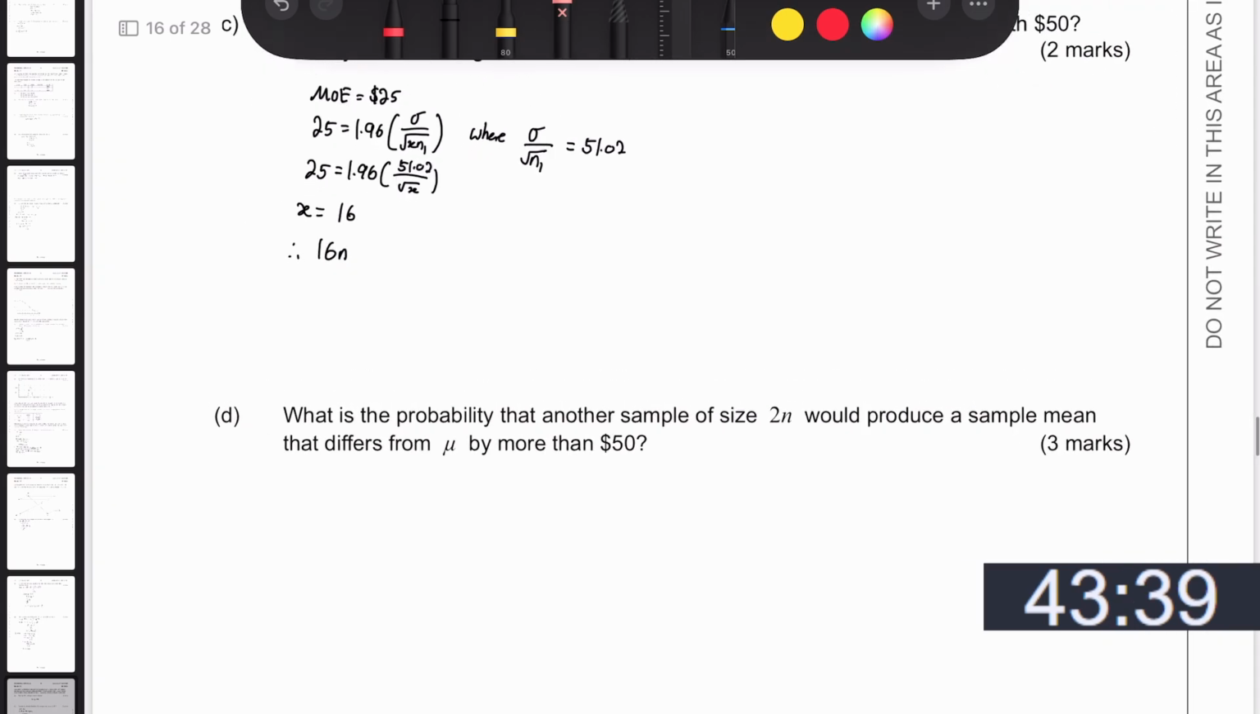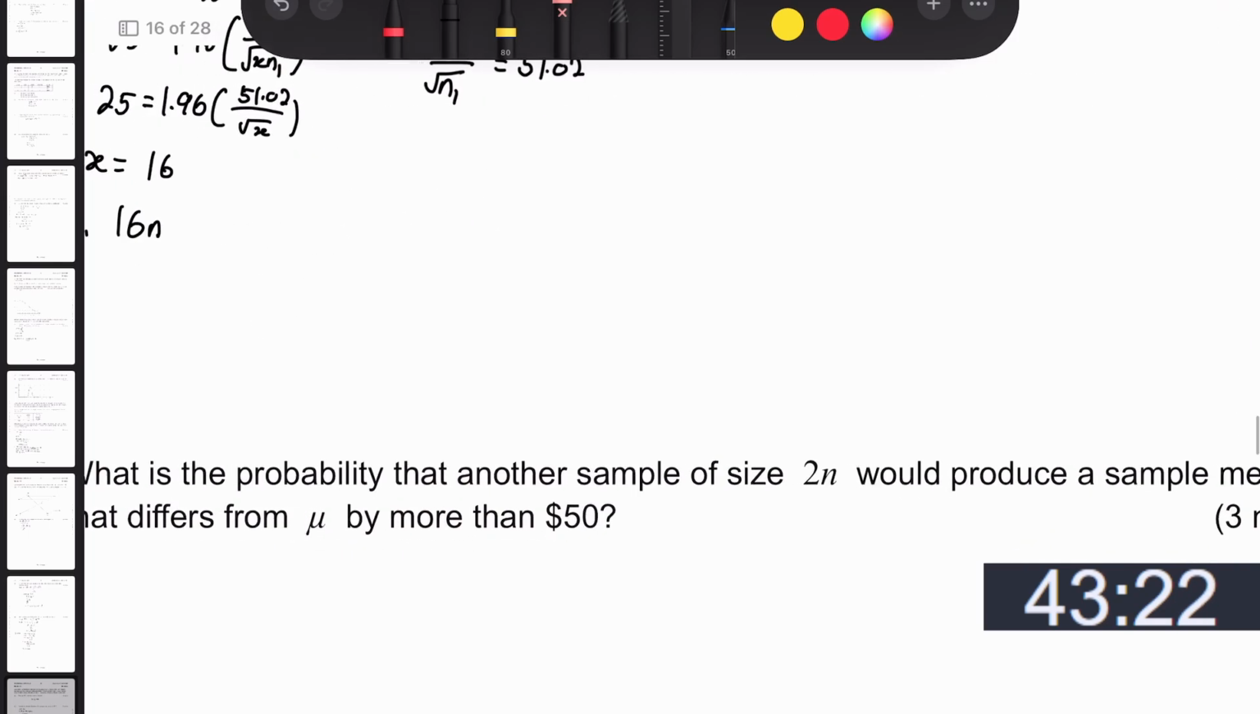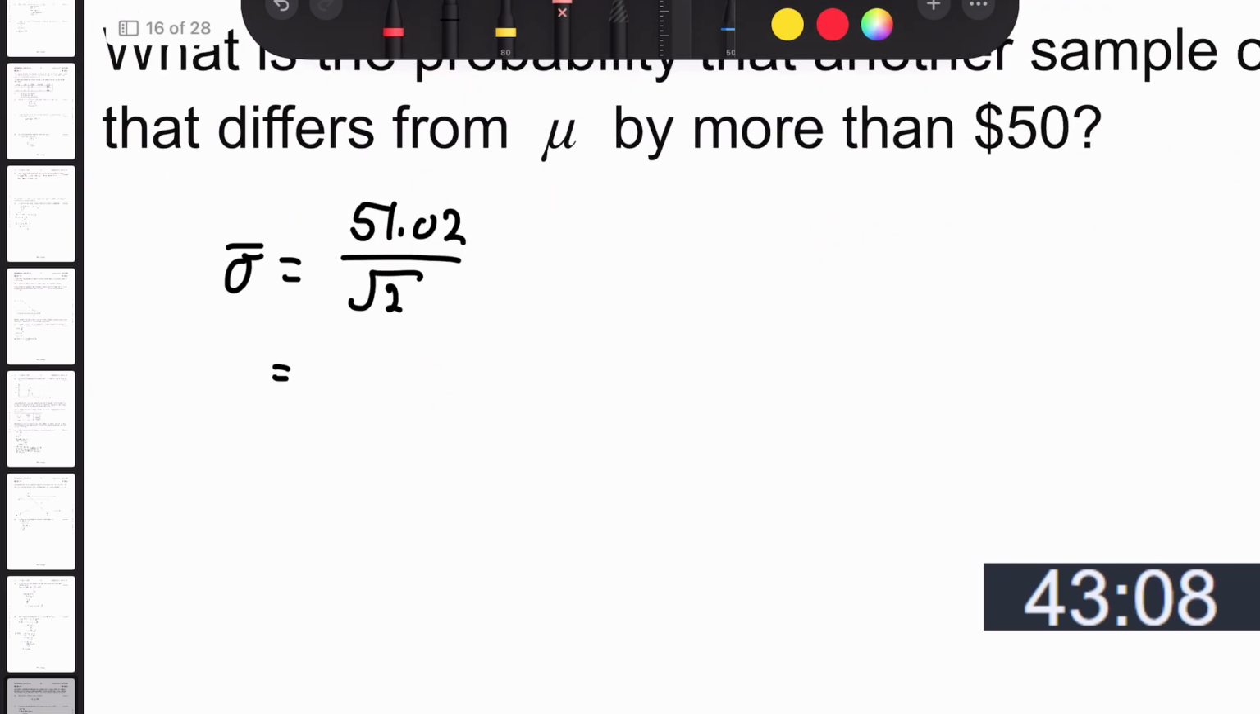What is the probability that another sample size of 2n will produce a sample mean that differs by more than $50? So then it's going to equal 51.02 all over square root of 2. So 51.02 divided by square root of 2 is 36.08.